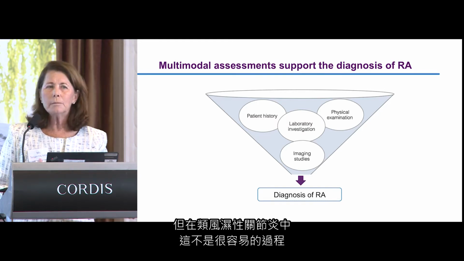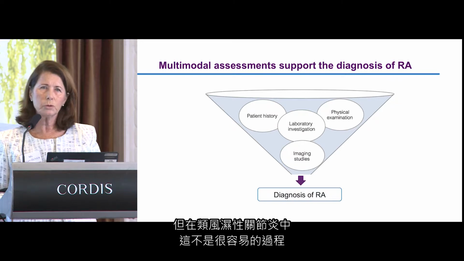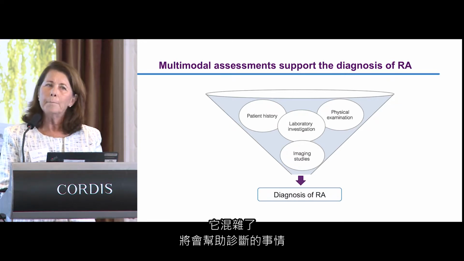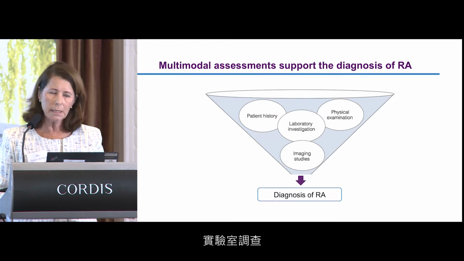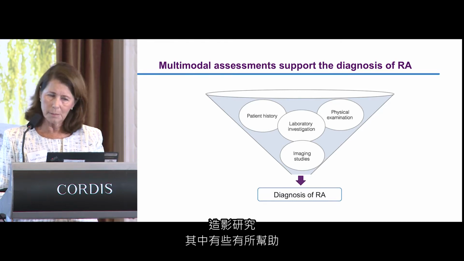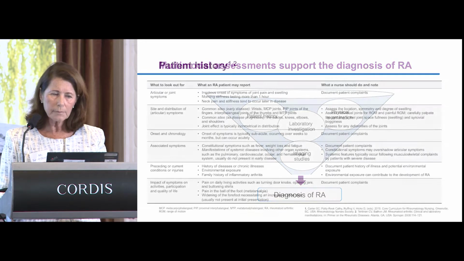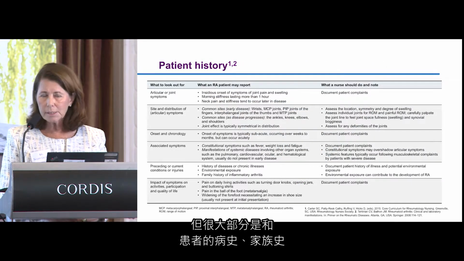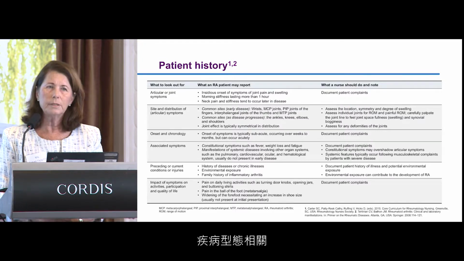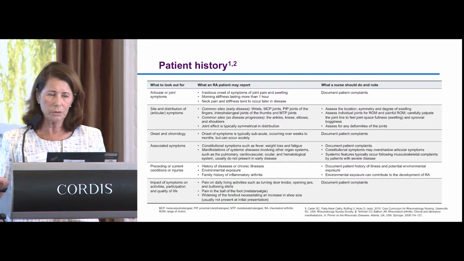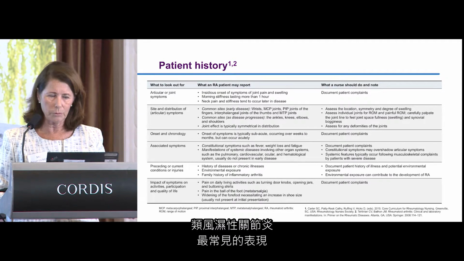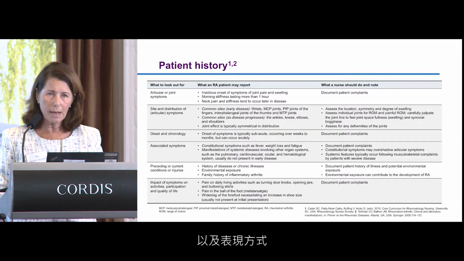But it isn't a very easy process in rheumatoid arthritis. It's a mix of things that will help the diagnosis. So it's your patient history, the laboratory investigations, a good physical examination, imaging studies. Some of those will help. But a lot of it is about the patient's history, their family history, the pattern of the disease. So you will be looking, and you will know well already, all of you, what commonly presents with rheumatoid arthritis and how it presented.